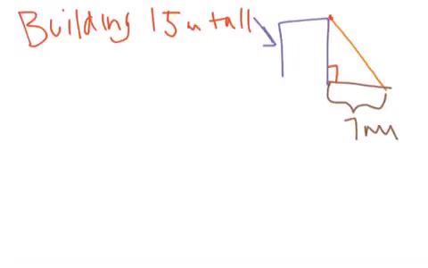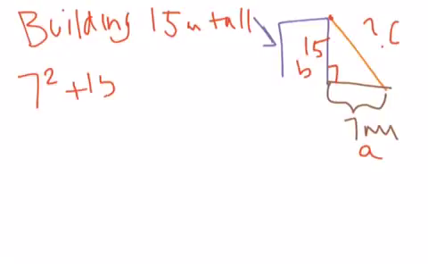Right here, okay? I want to know how long the ladder is, right here in the orange, which is your C, or your hypotenuse. Right here it's 15 meters. So this is my A, this is my B, we don't know our C, so let's plug this information into the Pythagorean Theorem. So that's 7 squared plus 15 squared equals C squared.